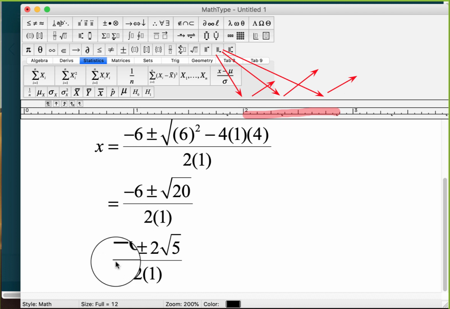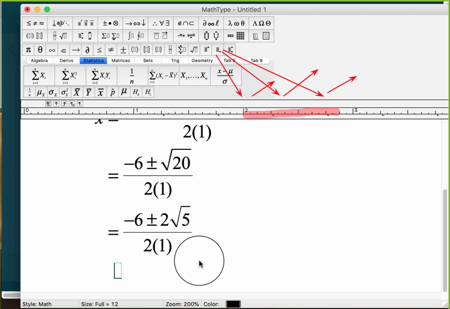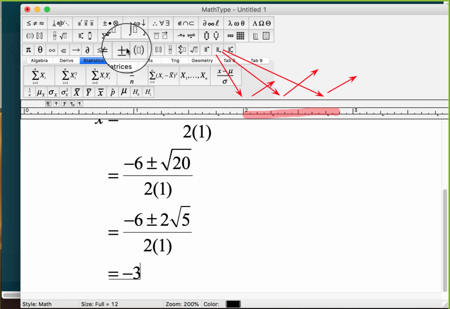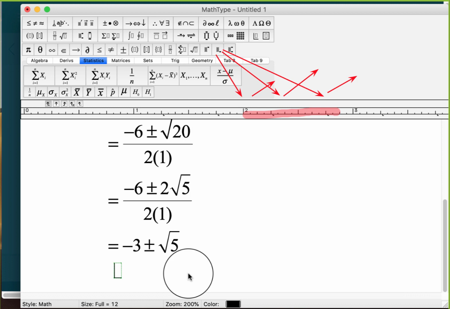2 is divisible by each of the terms. 2 goes into negative 6, it goes into 2 root 5 and also 2, so dividing each term, top and bottom, by 2, we have x equal to negative 3 plus or minus root 5. So our two answers are x equal to negative 3 plus root 5 and x equal to negative 3 minus root 5.